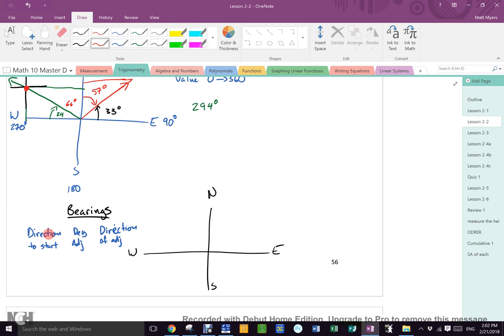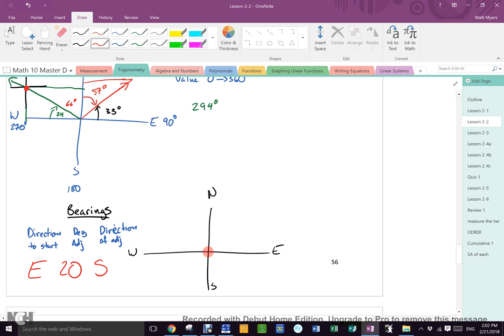So, somebody choose a direction. East. Great. We're going to start east. Somebody give me a number between 0 and 90. 23. And now somebody say north or south. South. Okay. So this is read as east 20 south. So this is how it works. The direction we were to start in was east.